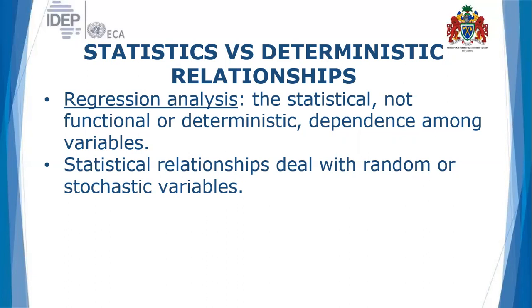What does that mean? Statistical relationships deal with random or stochastic variables, variables that cannot be measured exactly because of some measurement errors, as we'll see later. So regression analysis applies to relationships that are not deterministic, but those that are statistical or stochastic, in other words, random in nature.